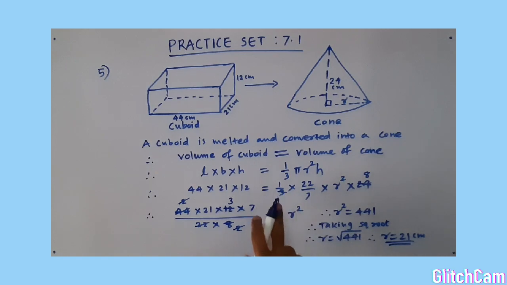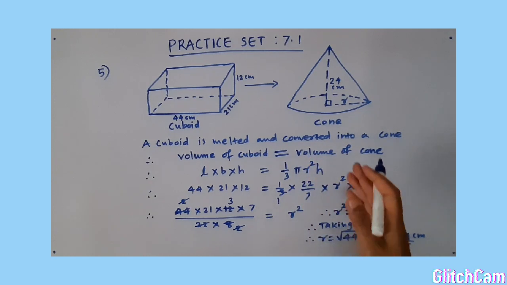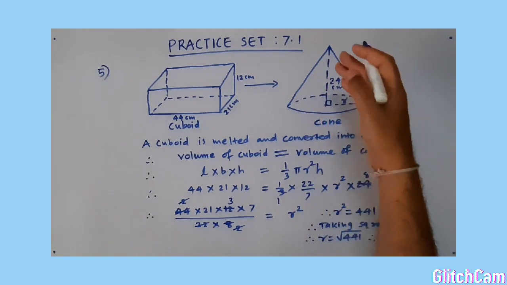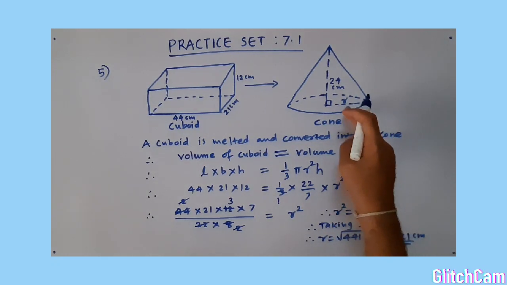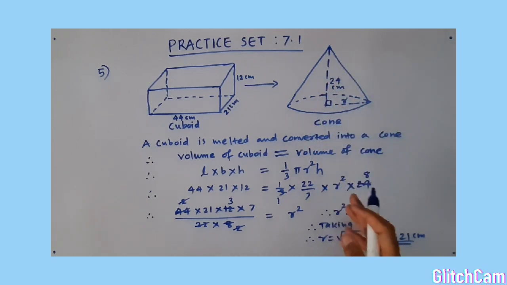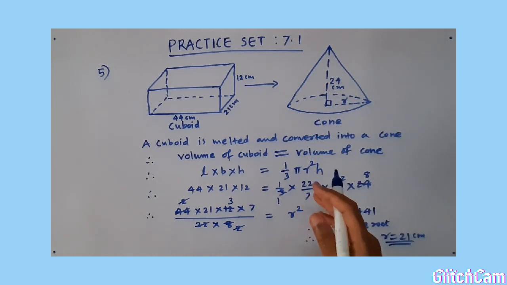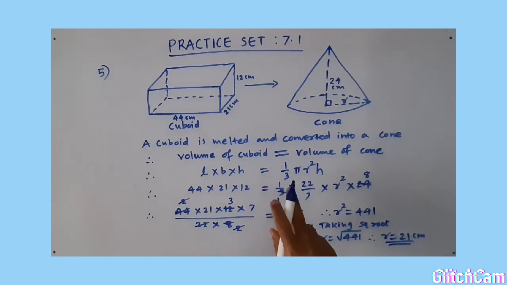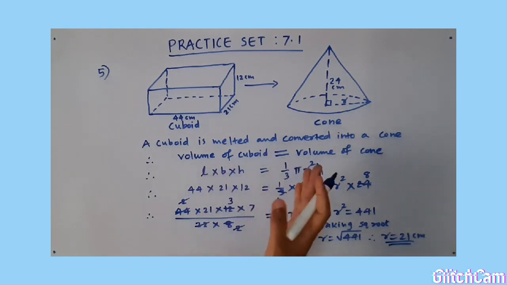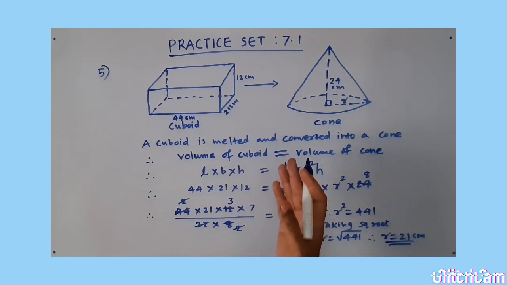Remember students, this type of sums are very very important. They might have asked you some other thing also. They might have asked you to find the curved surface area or the total surface area of the cone, not only the radius. So finding radius is mandatory, because once you know radius as well as height, you can find any other dimensions of the cone. So this is an important sum, and remember this type of sums are always important, because there is a conversion of one figure into the other figure.